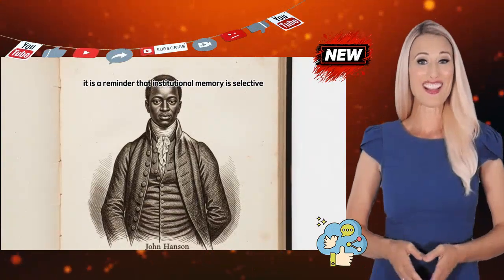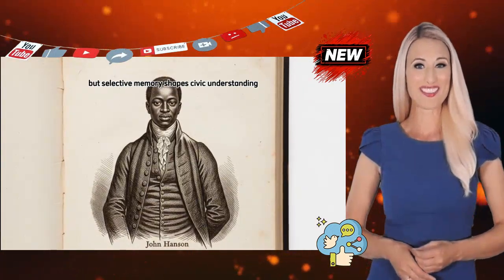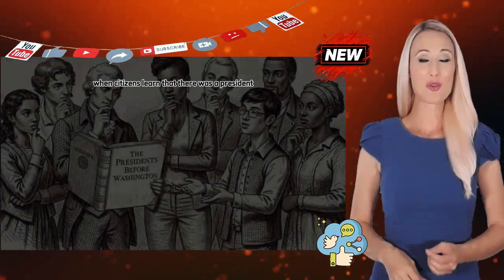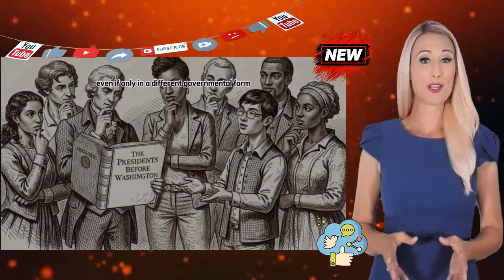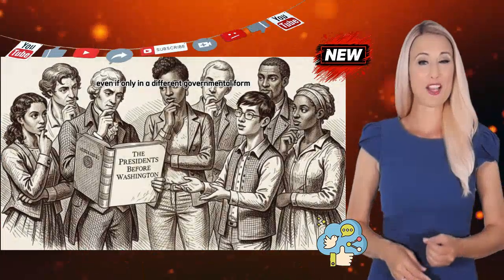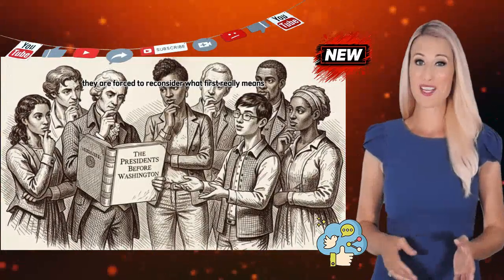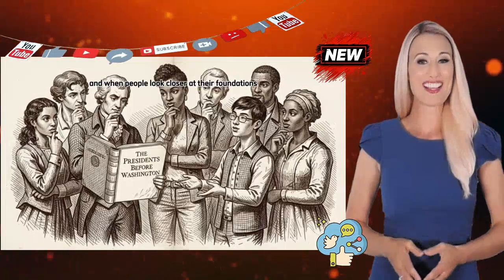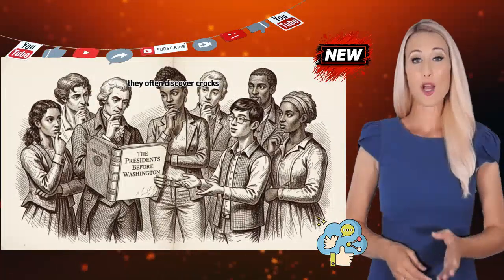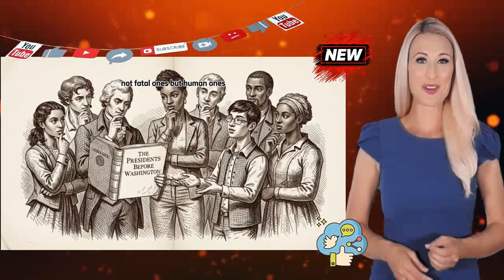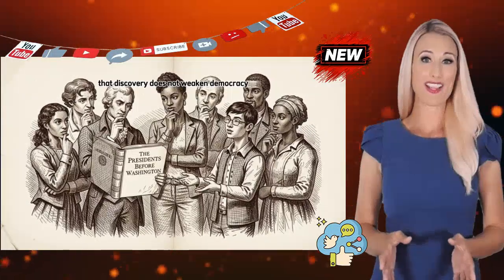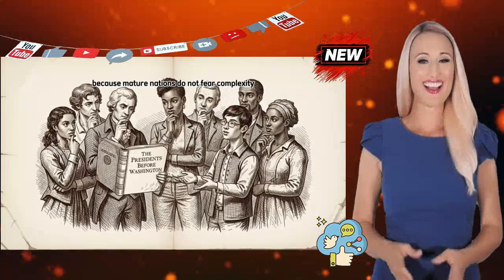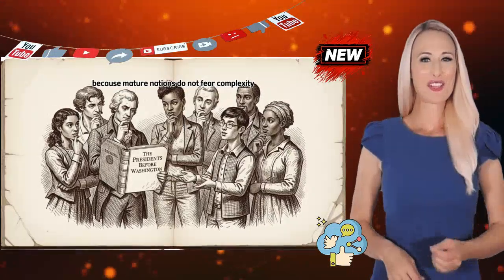When citizens learn that there was a president before Washington, even if only in a different governmental form, they are forced to reconsider what first really means. They are forced to look closer. And when people look closer at their foundations, they often discover cracks, not fatal ones, but human ones. That discovery does not weaken democracy. It strengthens it. Because mature nations do not fear complexity. They embrace it.